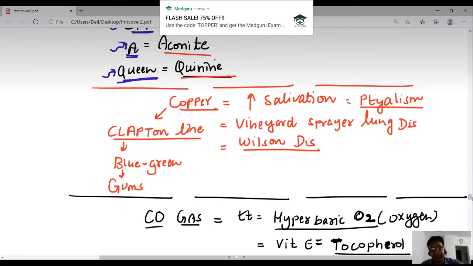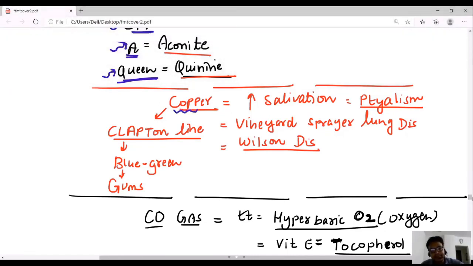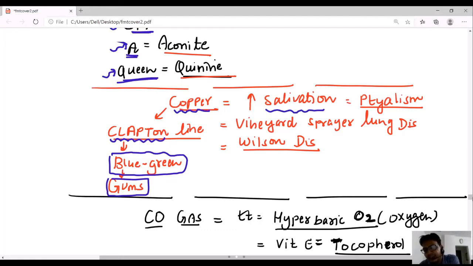Now, sir, next poison is copper. C for copper, C for clepton line. Clepton lines are blue-green lines on gums. Copper poisoning causes increased salivation, known as ptyalism. Copper poisoning also causes vineyard sprayer lung disease, and copper also causes Wilson disease.